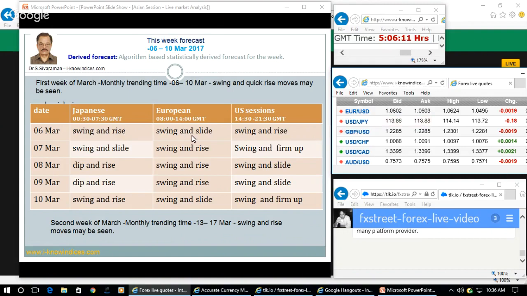And week beginning, a false move could be seen during the European session. Swing and slide could be seen. And then in the US session again, they are expected to gain the levels. And you know that last week I was explaining that they are expected to gain the levels in the month of March, and they used Yellen's speech as the trigger.